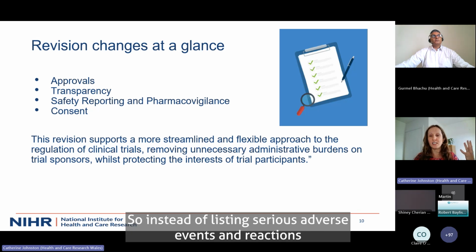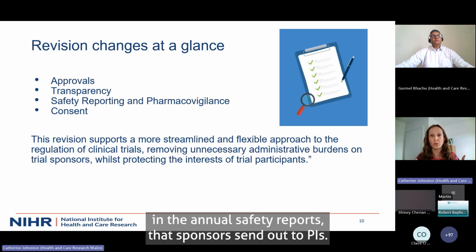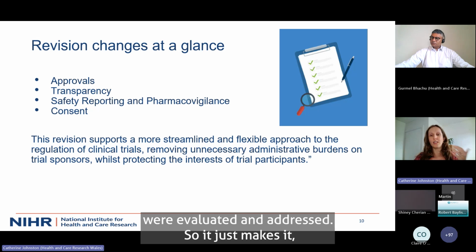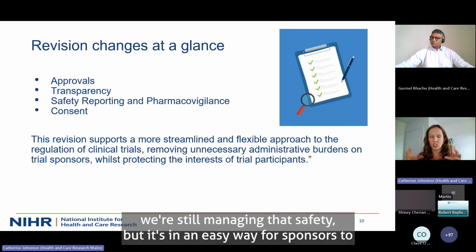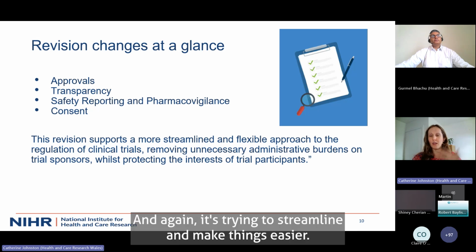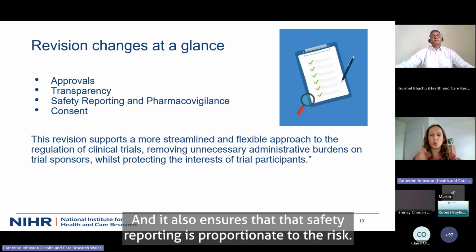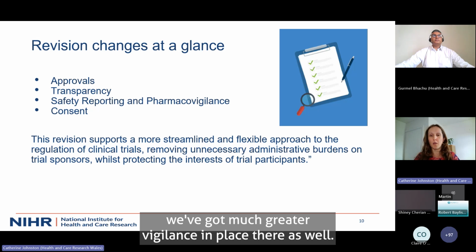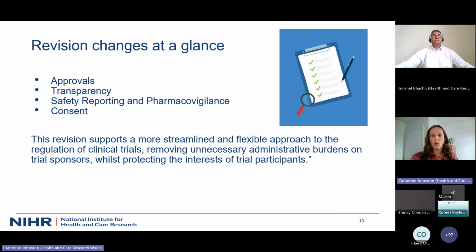Instead of listing serious adverse events and reactions in the annual safety reports that the sponsor sends out to PIs, there will be a discussion on how safety concerns were evaluated and addressed. We're still managing that safety, but it's in an easier way for sponsors to manage, and it is trying to streamline and make things easier. It also ensures that safety reporting is proportionate to the risk. So obviously with higher risk studies, we've got much greater vigilance in place as well.